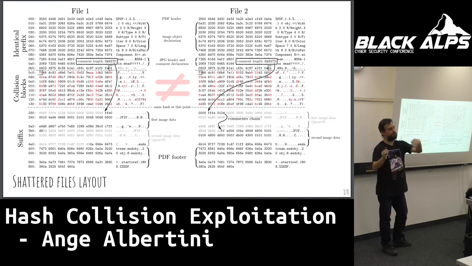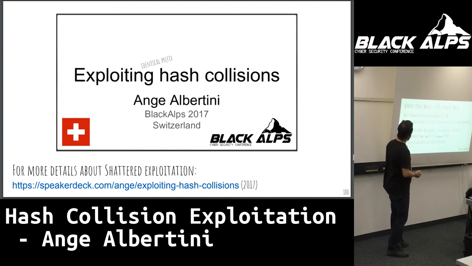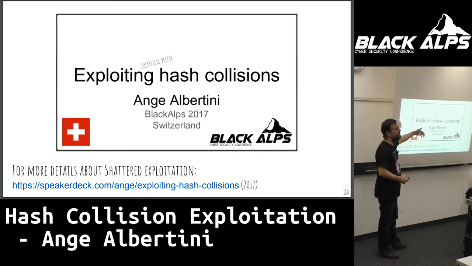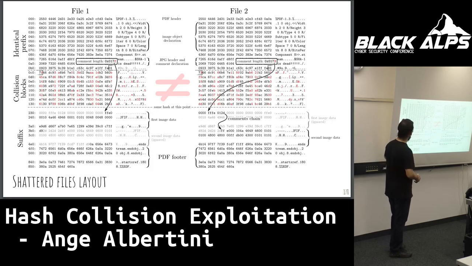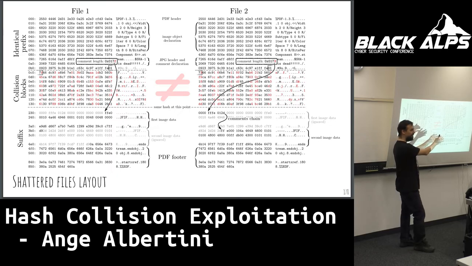So you split your JPEG in 2 segments, and this is actually what I talked about 2 years ago here at BlackAlps. So if you want the whole findings regarding Shattered, see that presentation, because I actually had a bit more fun with PDFs, but the idea is the same. So what do we know here? We know that we don't control the bytes after the difference. So we cannot have a length, then a type, because the type is in the randomness.